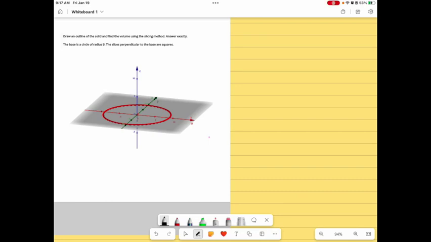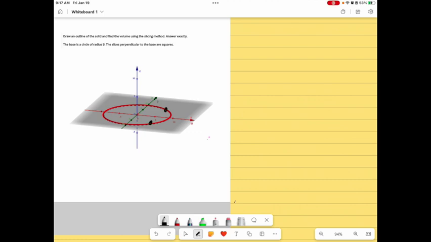In this example, we are going to find the volume of a solid using the slicing method. The solid will have a base that is a circle of radius 9, and the cross sections, or the slices, are going to be perpendicular to the xy plane or to the circle, and each cross section is going to be a square. So to help you picture this, I'm going to draw one of the cross sections on here.